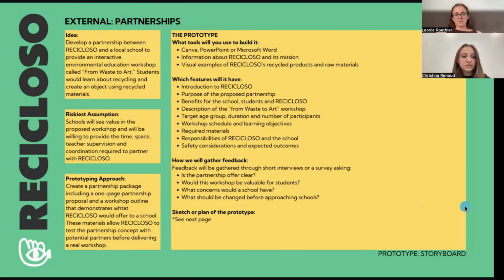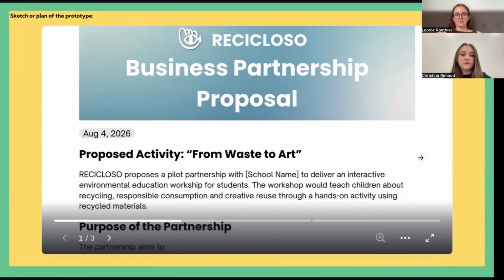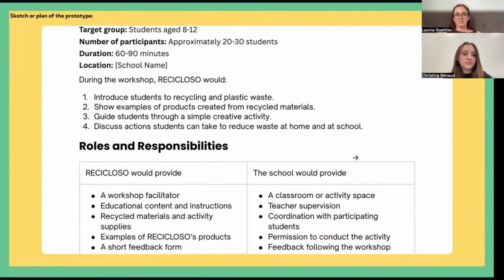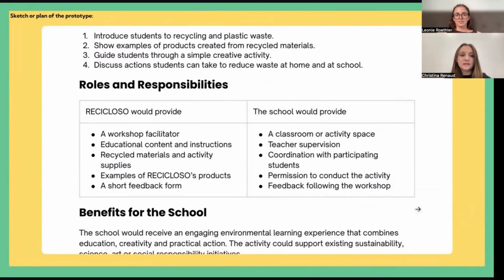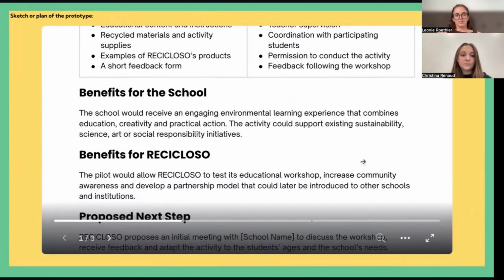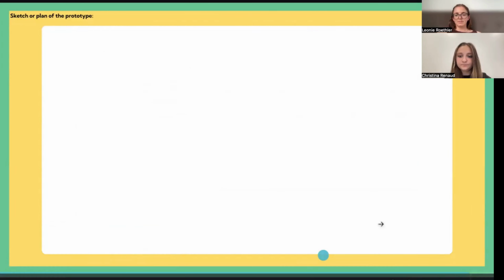And our approach is to create a partnership package, including a 1-page partnership proposal, as well as a workshop outline that demonstrates what Resicloso could offer to a local school. So this is a plan of the prototype so far. This is the business partnership proposal. So this would cover the proposed activity, the purpose of the partnership, what the workshop would entail, and the roles and responsibilities that both Resicloso would provide, as well as what the school would provide, the benefits for both the school and for Resicloso, and the next steps.